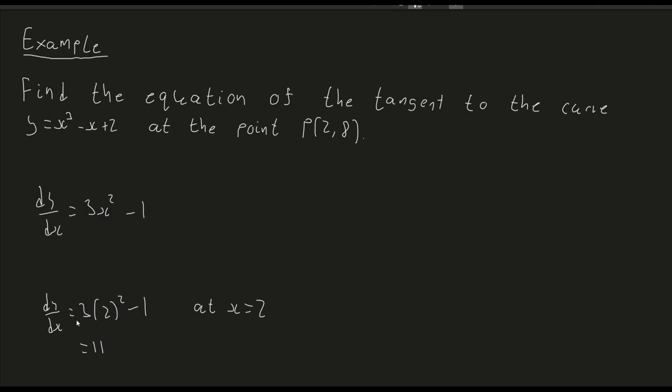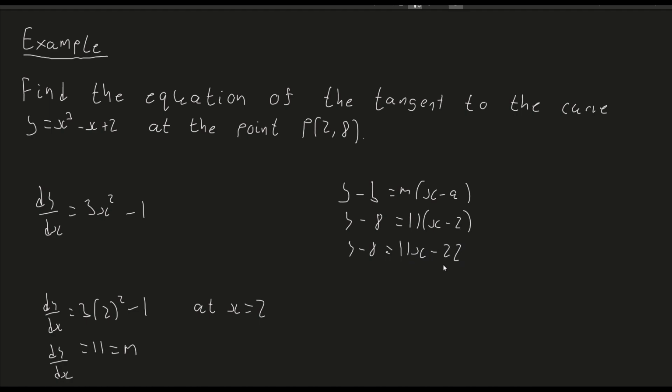So we know that the gradient is 11, so I'll just say that's equal to the gradient. Okay, so I have the gradient, I have a point, and now it's back to this. We have y minus b equals m times x minus a. Subbing these in, we get y minus 8 equals 11 times x minus 2. Then we get y minus 8 equals 11x minus 22, and so y equals 11x minus 14.